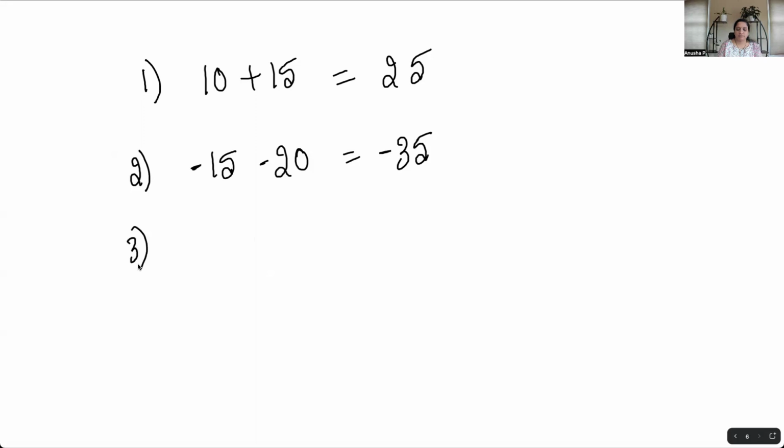The third point is when you have opposite signs, so positive 16 minus 8. When we have opposite signs, subtract the two numbers. 16 minus 8 is 8, and keep the sign of the larger absolute value number, and the larger number is 16. It doesn't have any sign, so it is positive, so it is plus 8.